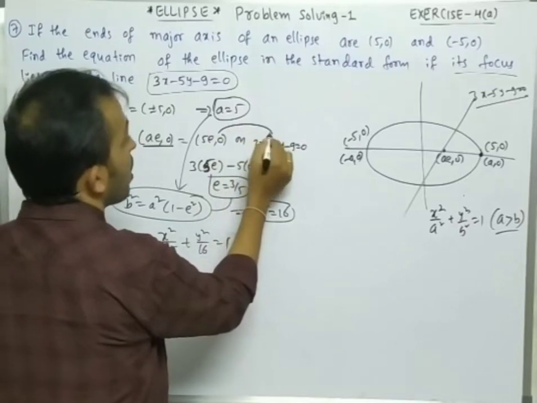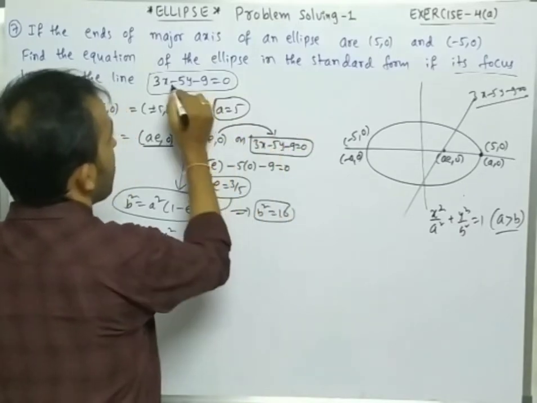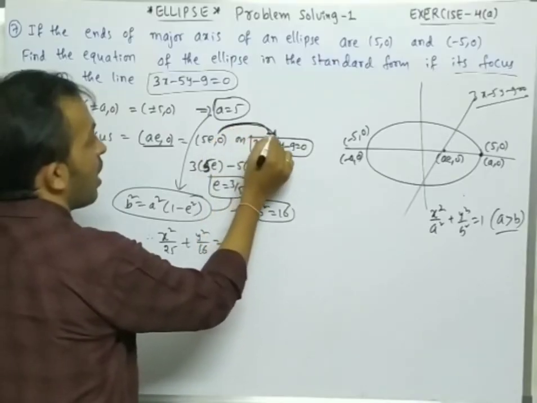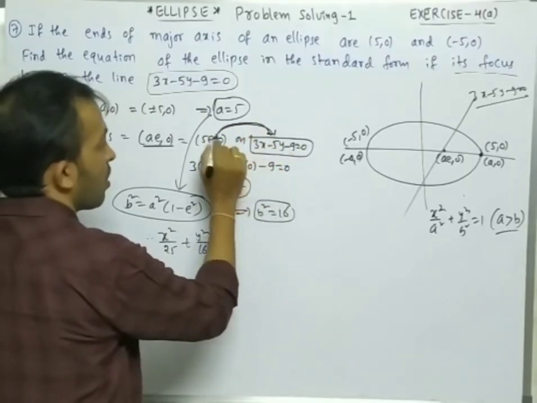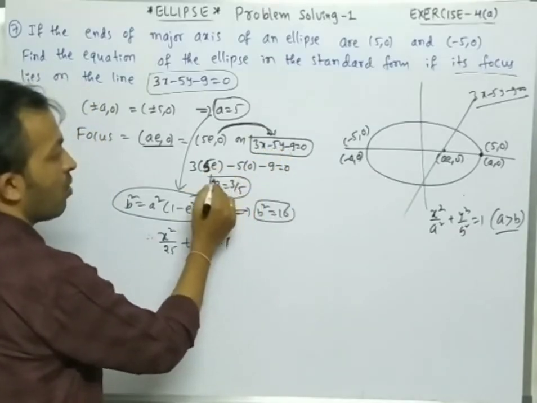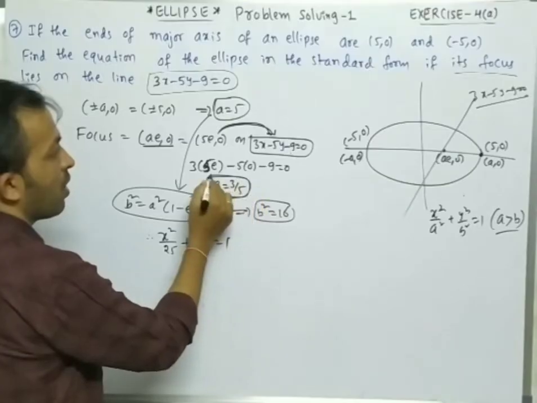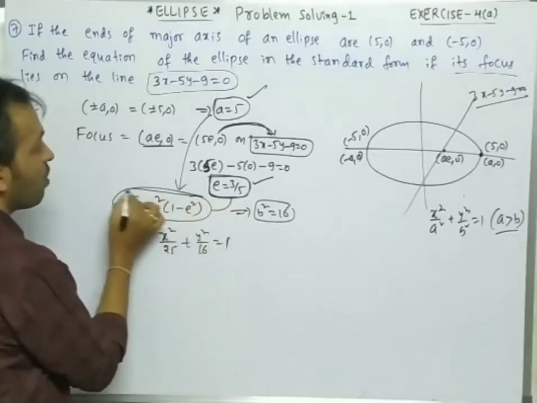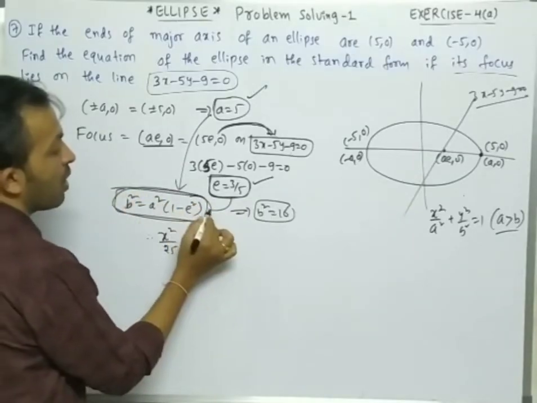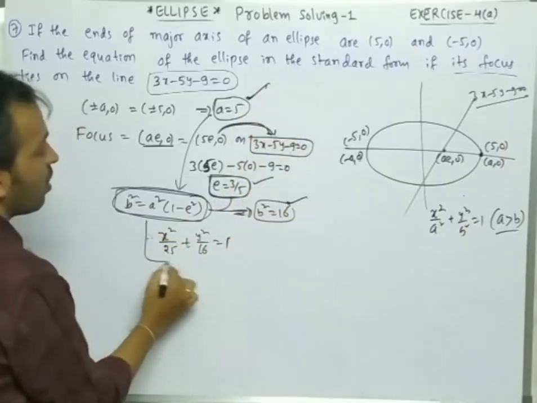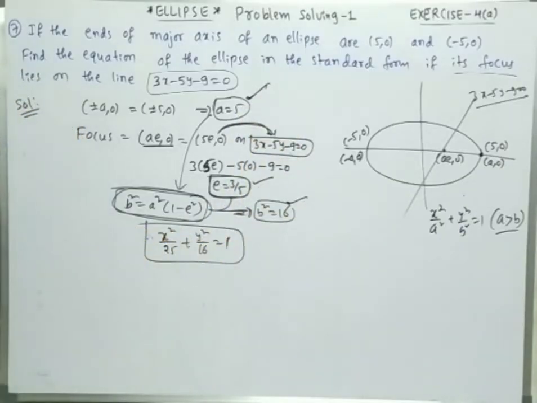This focus lies on the line 3x minus 5y minus 9 is equal to 0. As it lies on this line, it should satisfy that line. So substitute that point in this equation and solve this, you will get eccentricity e is equal to 3 by 5. So similar to the previous problem, we got the a value, we got the e value. From this formula we will get the b value. As we got a and b, we can write the standard form, that is x square by a square plus y square by b square is equal to 1.